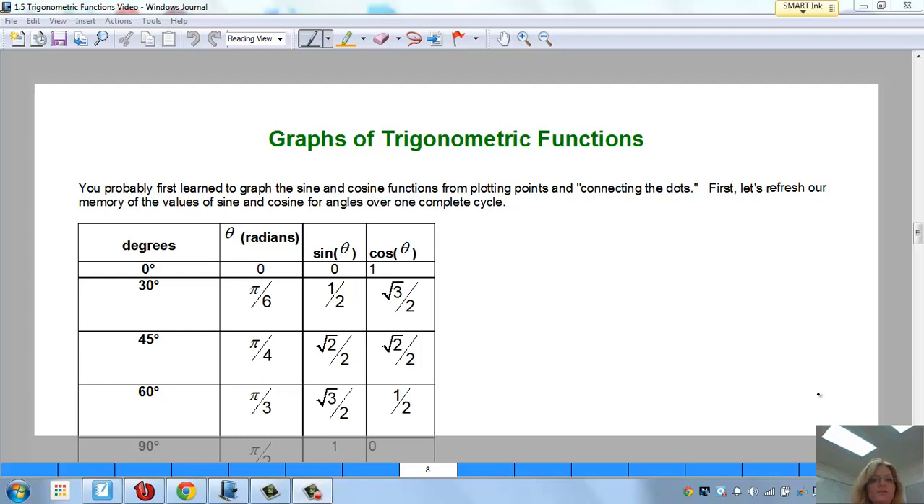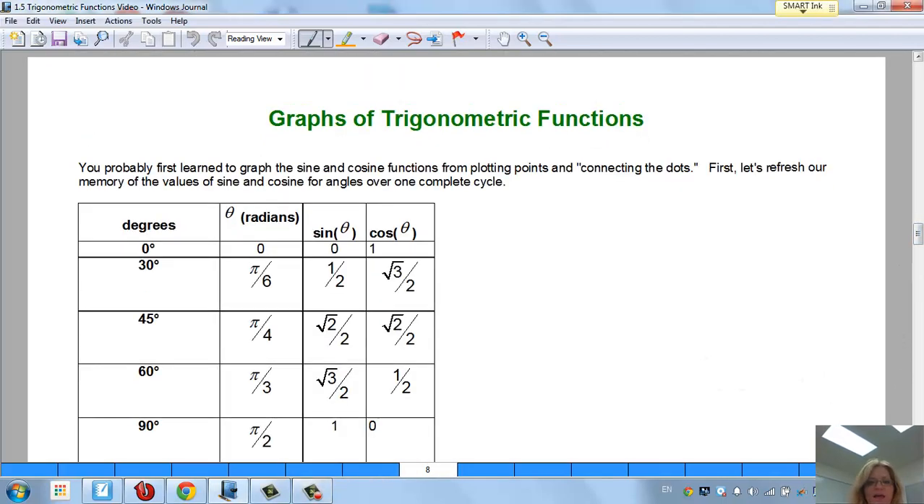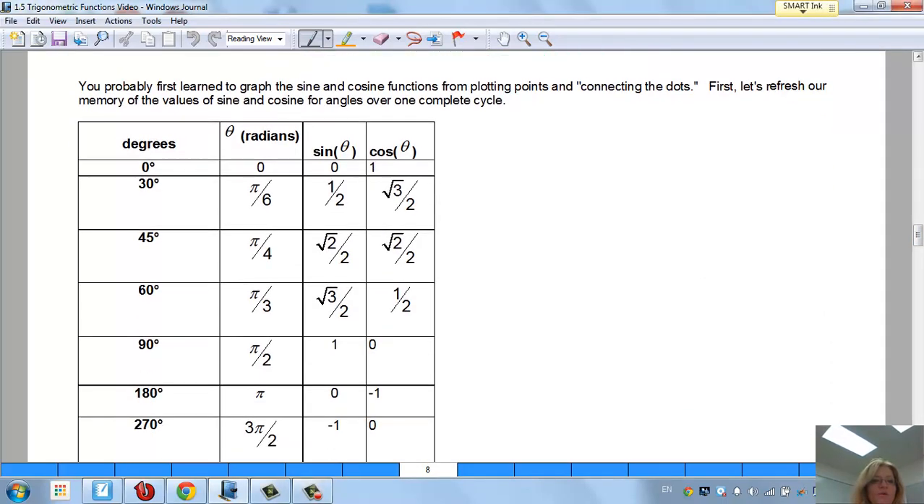Okay, welcome to the video on the graphs of trigonometric functions. I know we already talked about the table, but we want to do some refreshing of your memory, and I'm also going to tell you the background of where these values came from with the basic angles that we talk about on the unit circle. So here's the table again that I've already showed you. And I want to kind of go through where we came up with these.